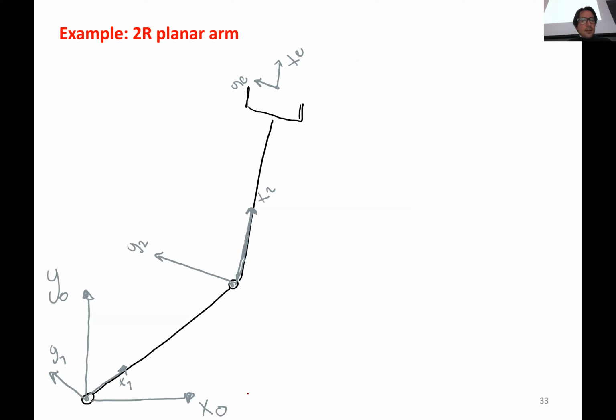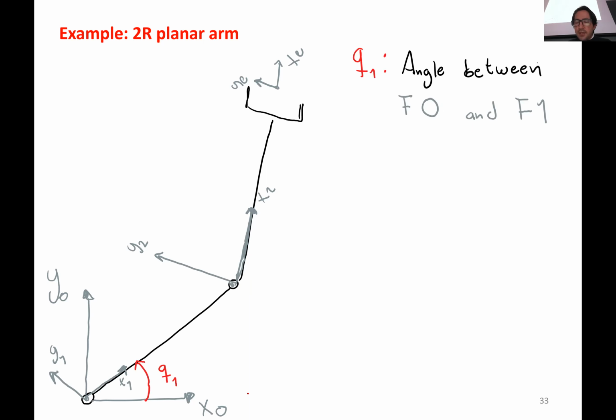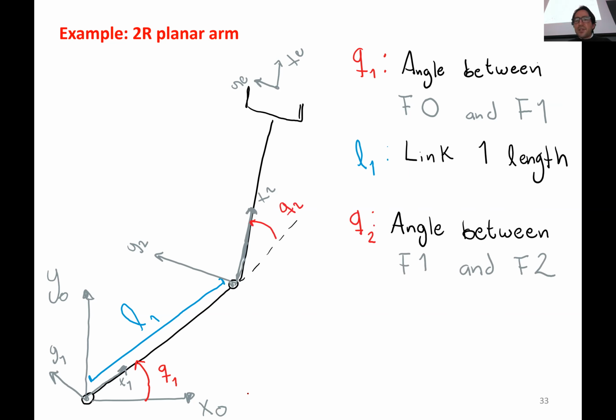Then we want to define our joint variables. q1 we define as the angle between frame 0 and frame 1, denoted here in red in the slide. Then there's the length L1, which is not a joint variable. This is just the length of link 1, which is going to be useful to compute the Jacobian. q2 is the angle between frame 1 and frame 2. And then we have the length of link 2.